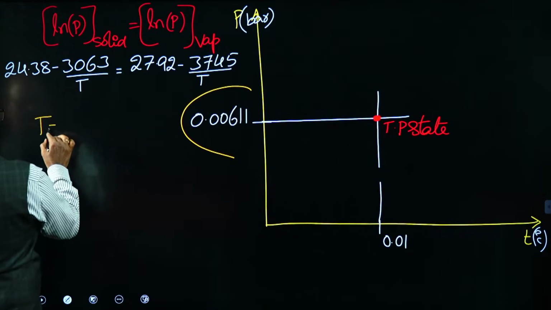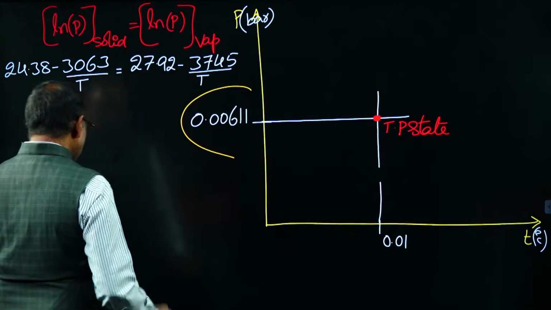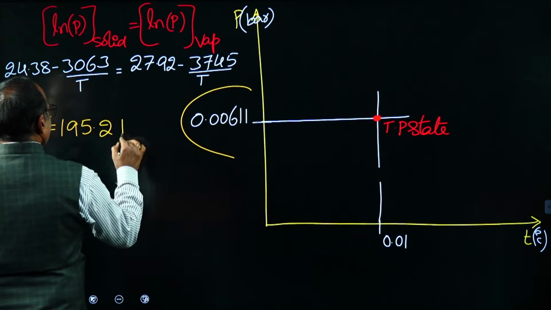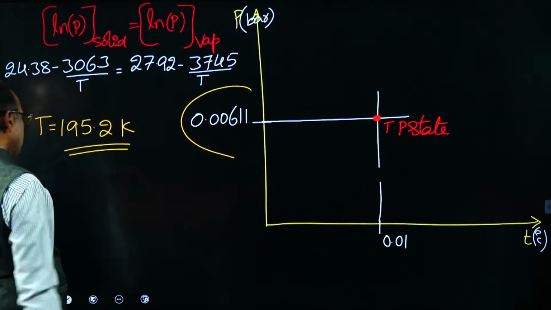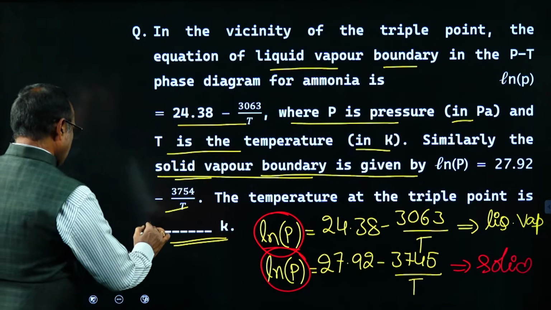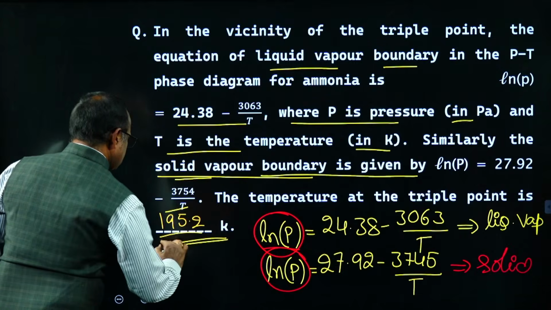From this T value, my calculator has shown 195.2 Kelvin. That is absolute temperature. So 195.2, answer is 195.2. That is the answer.